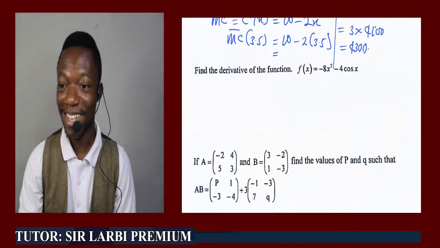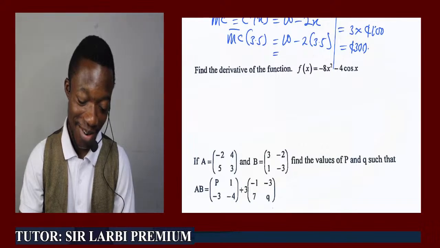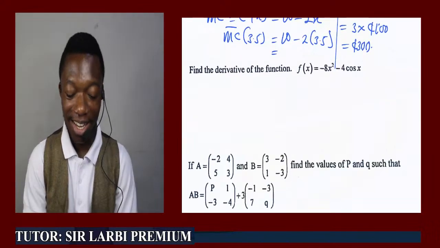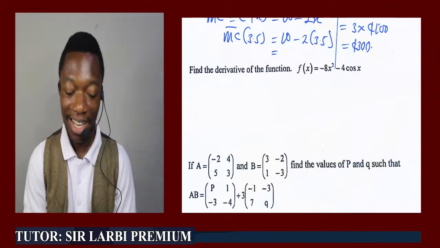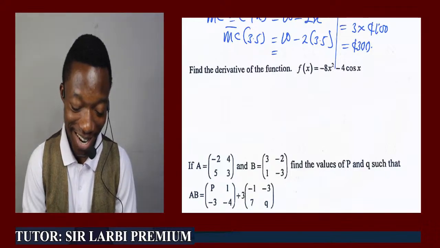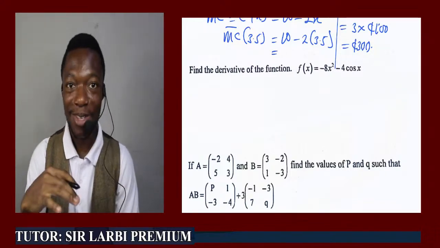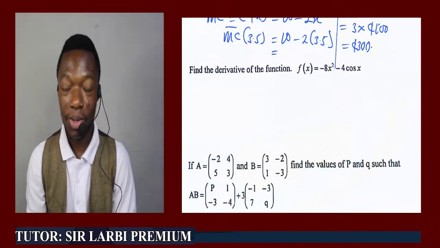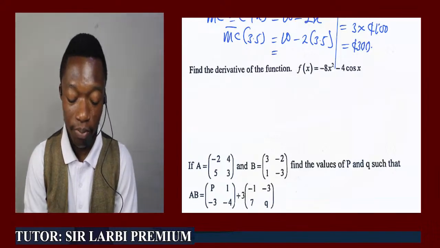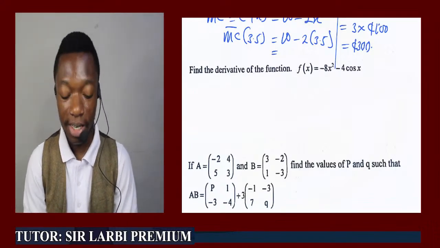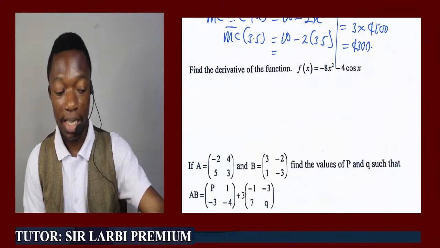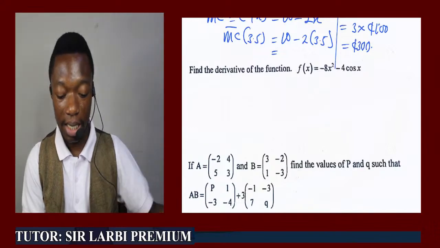Question 7. We are asked to find the derivative of the function f of x is equal to negative 8x squared minus 4x. So we have to find the derivative of the function here. So how do we go? It's very simple. First, you just want to differentiate the function term by term.